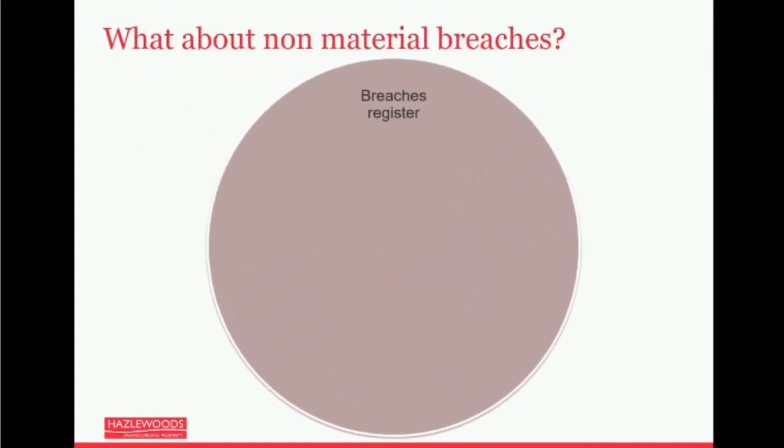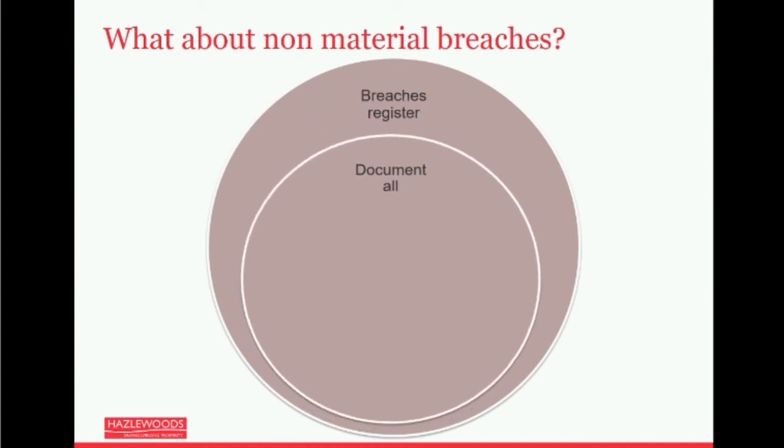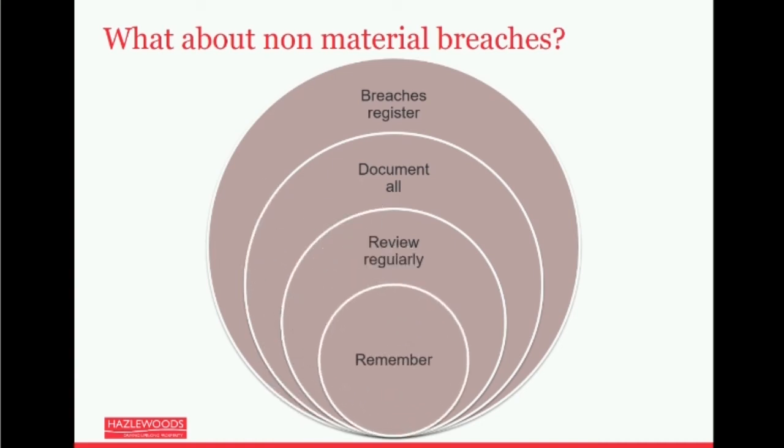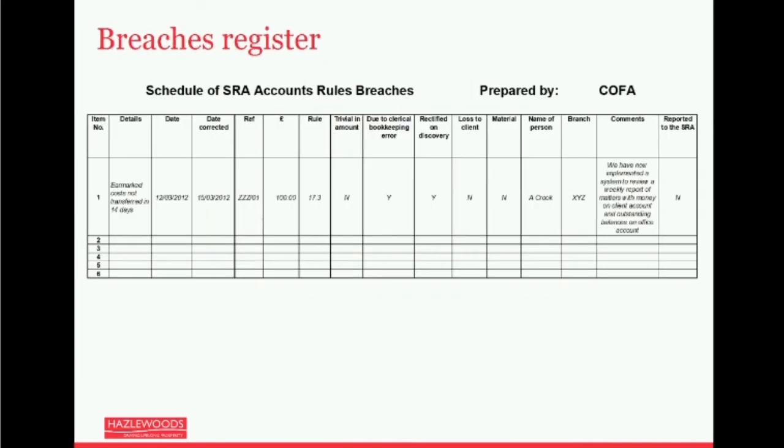All practices should keep a breaches register. All breaches noted either by account staff or the COFA should be documented here. This should then be reviewed regularly by the COFA, and any material breaches should be reported to the SRA. Remember, non-material breaches can become material if they happen all of the time. On screen is an example of our template breaches register with all of the information we believe you should record. By using an Excel spreadsheet, this will allow you to sort the data and identify whether the same breach reoccurs again and again, or whether there is an issue with a particular office or individual.